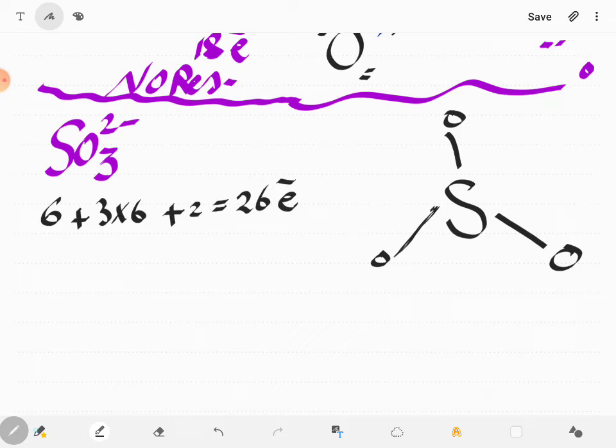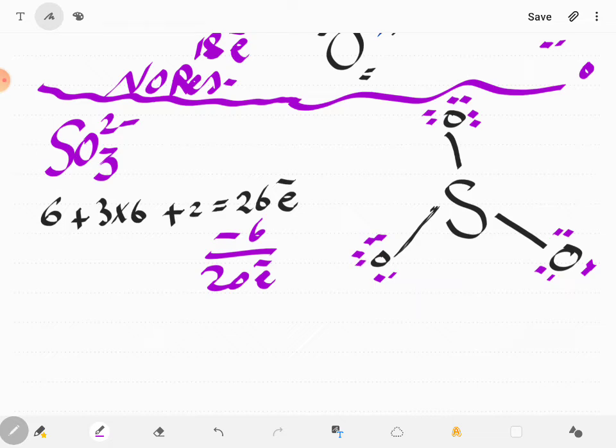Let's work right now. How many do I consume here? 6, so minus 6, 20 remaining as lone pairs. Where will I put them? I'll put 1, 2, 3, 4, 5, 6 on each oxygen. So I consume 18. There are 2 left: 1, 2. Done? Hallelujah.